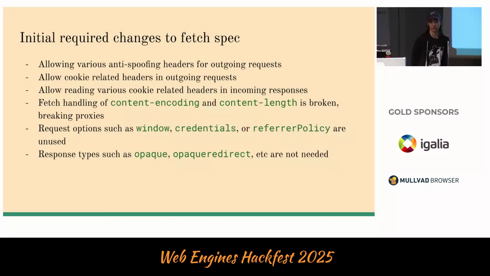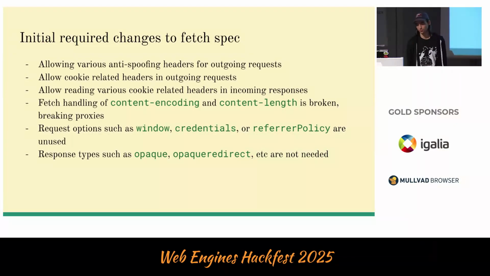So we've been working for the past couple months on figuring out what the initial required changes are to the fetch spec that we actually need to make this work well on servers. And we've been looking a lot at previous implementations of fetch on the server in Deno, in Node, in Cloudflare Workers, and figuring out what everybody has figured out by themselves so far. I'll just run through this list real quick. Allowing various anti-spoofing headers for outgoing requests. Things like the origin header and all of the CORS-related headers are not relevant on servers. All of the cookie-related headers actually need to be exposed to user code rather than being stripped out, because there's no cookie jar, so servers need to be able to deal with cookies themselves.